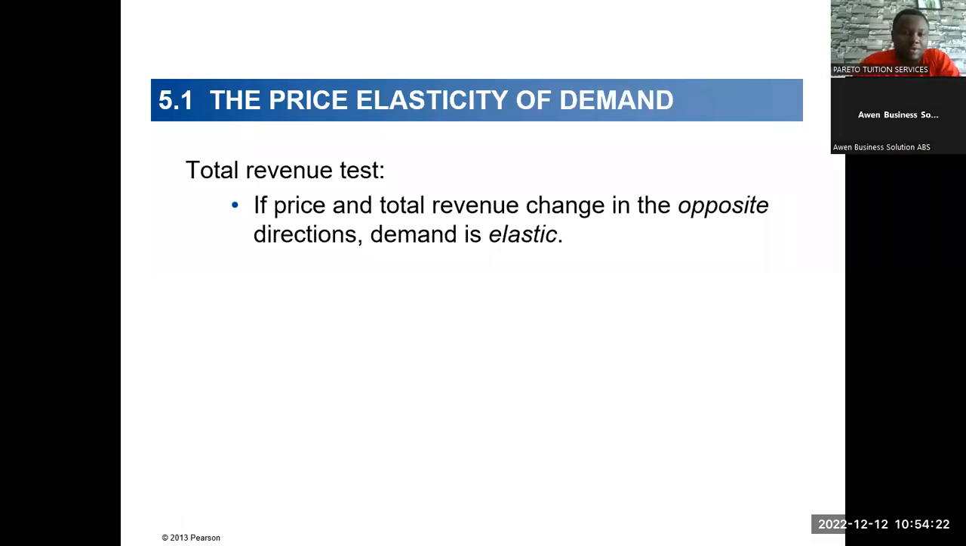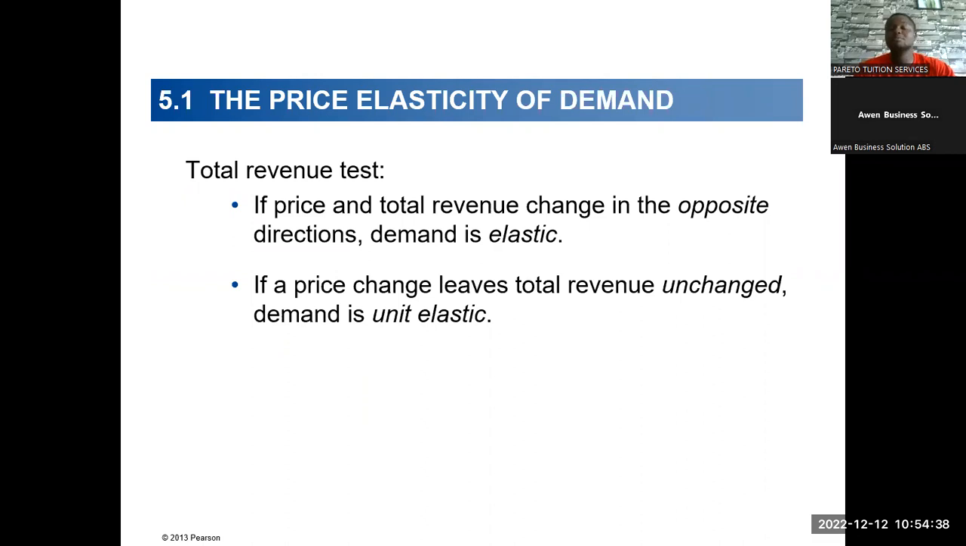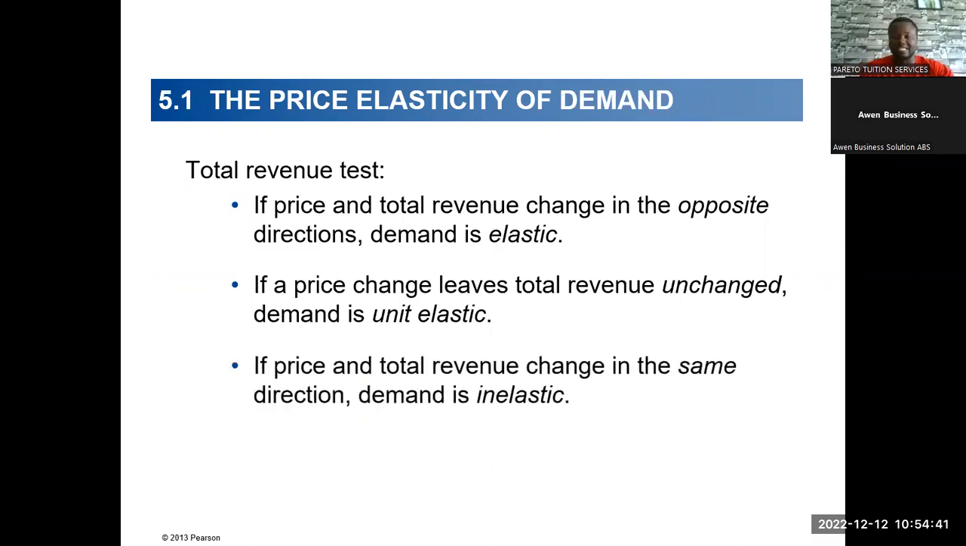So that's the total revenue test. If the price and the total revenue change in opposite directions, it means that the demand for that good is elastic. So price goes up and then total revenue falls. But if they move in the same direction, it means that demand is what? Inelastic. So when the demand for your good or service is inelastic, if you want to increase total revenue, just increase price.